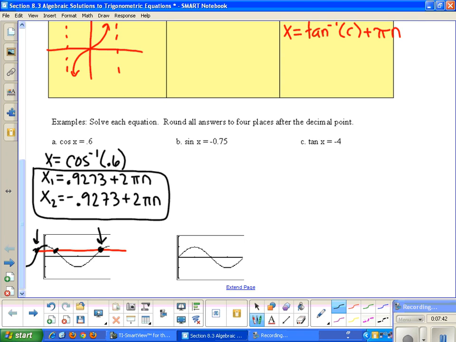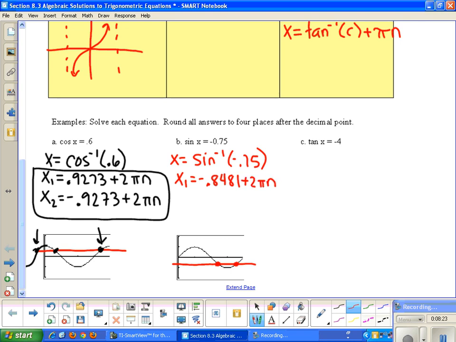Now for sine, if I have the sine of x is equal to negative 0.75 and I want to find the solutions, for this one, negative 0.75 would be somewhere down here. So notice that it would hit here and here on my graph. So I have, again, two answers, and I know that because it's in between negative 1 and 1. So my values are going to be x is equal to the sine inverse of negative 0.75. And when I do this in my calculator, I get my first solution, x1, is equal to negative 0.8481 plus 2 pi n.